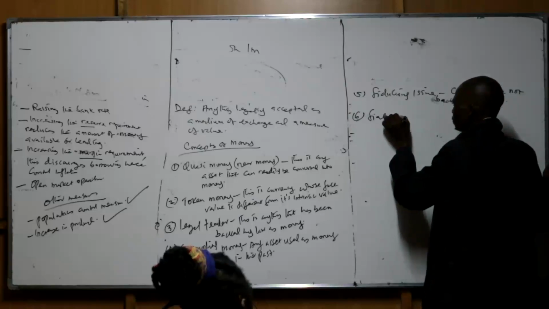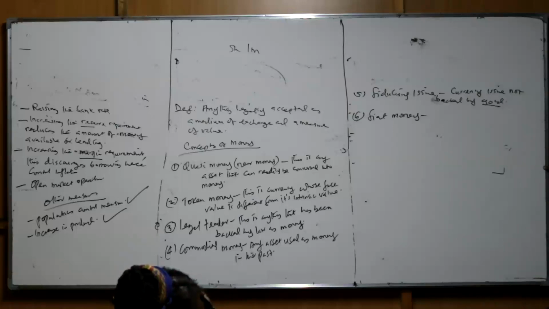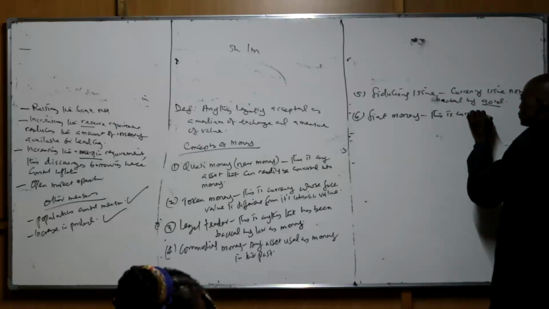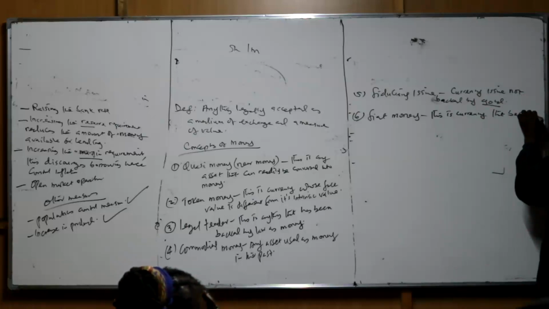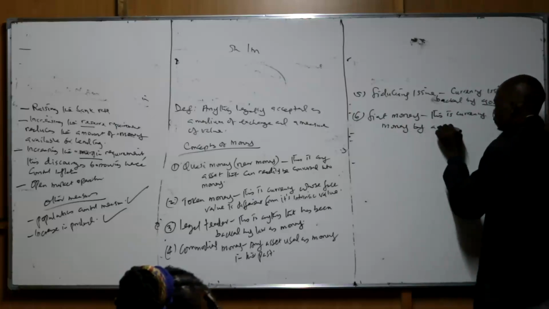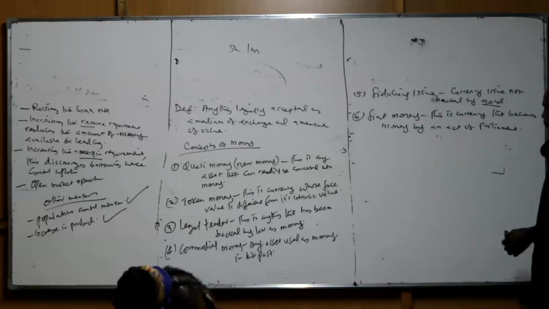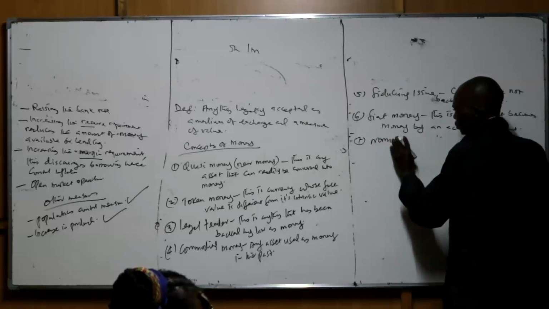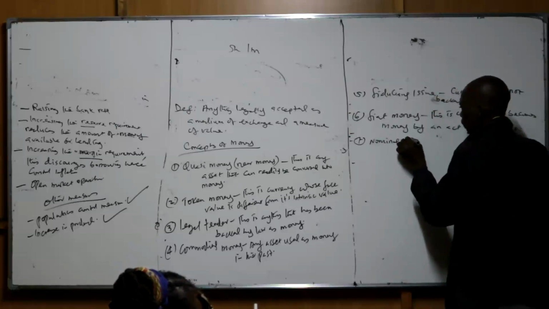So we have number 6, fiat money. This is currency that counts as money by an act of parliament. We have number 7, nominal money.